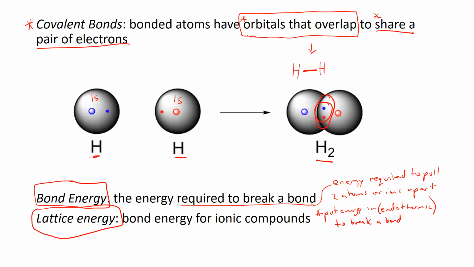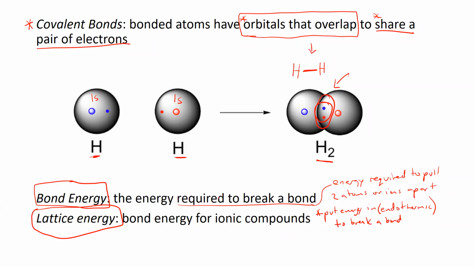The same idea holds for covalent bonds, only the difference is, in a covalent bond, you're pulling the two atoms apart where both of those two nuclei are pulling on that pair of electrons. And so it takes energy to do that. You have to put energy in. You do not get energy out when you break a bond.